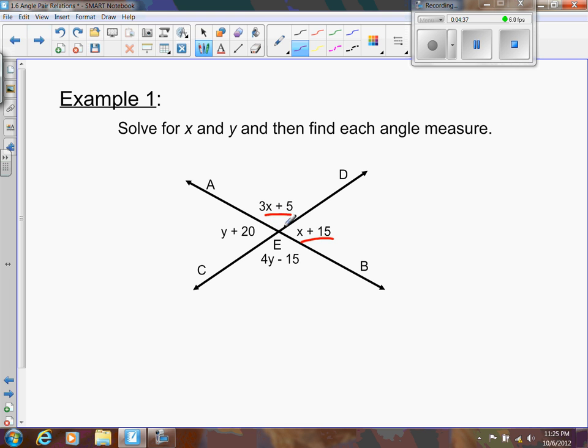Now in this one, it's this angle and this angle, vertical angles. Okay, so this is point E here, angle EED and angle DEB. They're not vertical angles, but these two angles make a linear pair.